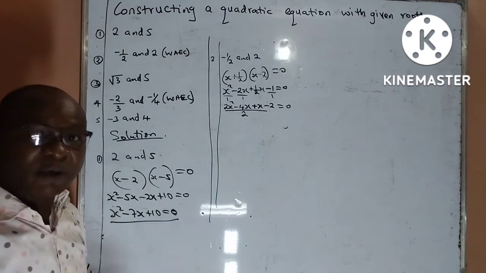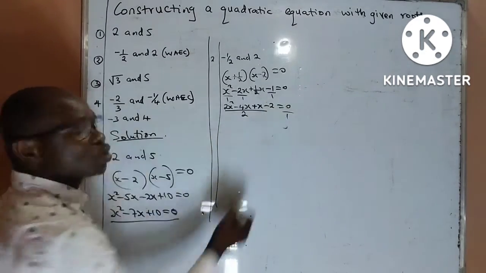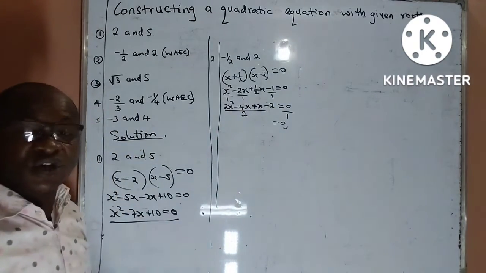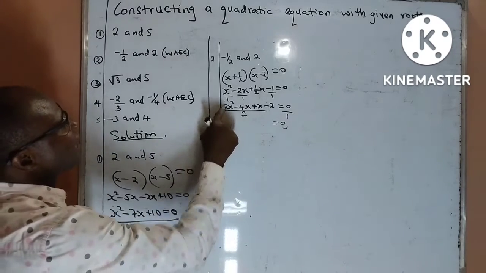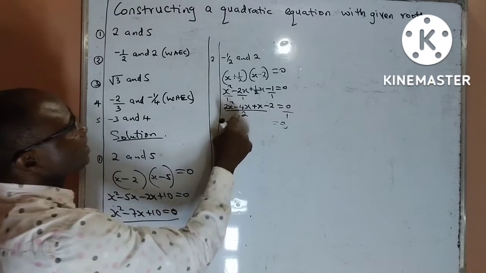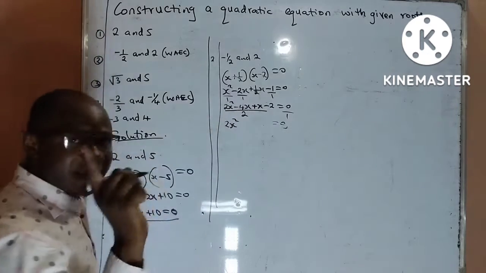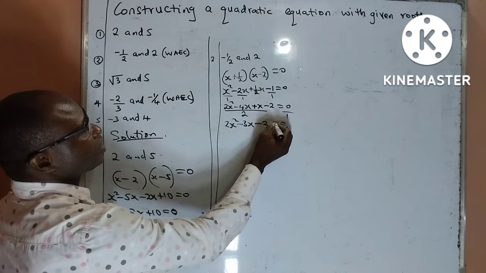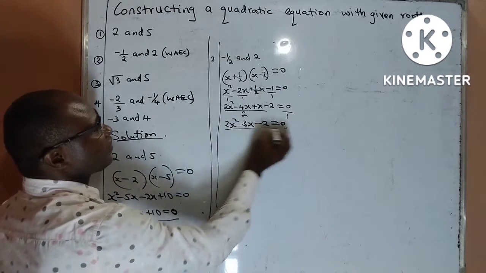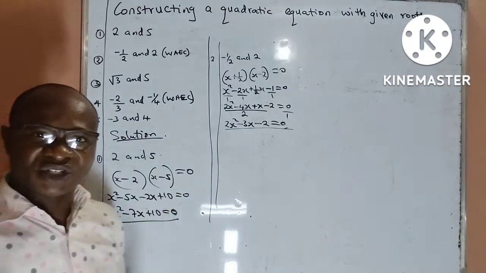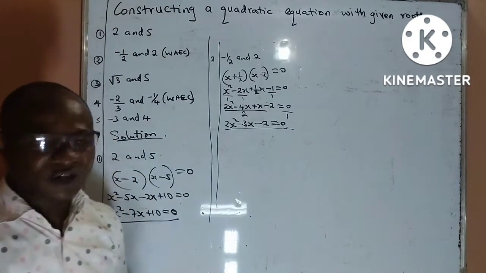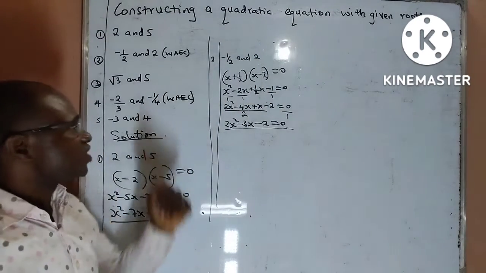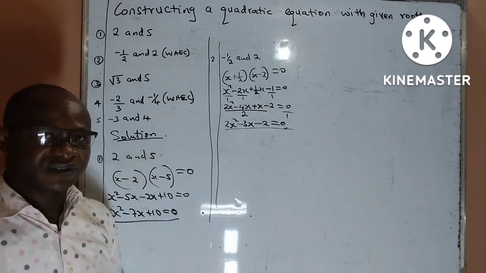At this point, I'm almost done. What I will do is cross multiplication. 2 times 0. We clear the 2 at the denominator because 2 times 0 is 0. So I now have 2x squared minus 4x plus x will give me minus 3x, then minus 2. Everything equal to 0. Final answer. That is the quadratic equation that I had expected to construct using these two given roots. It was a WAEC question and we have solved it.